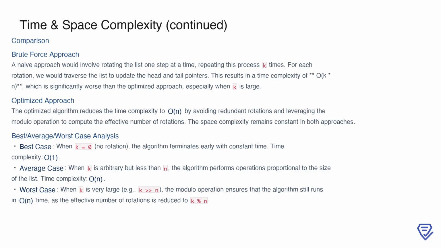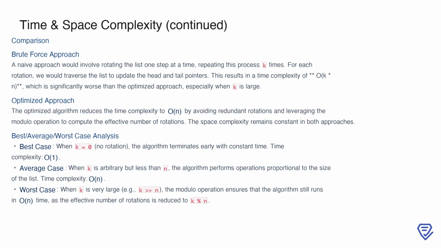Let's now compare this optimized approach to a brute force solution. In a naive method, we would rotate the list one step at a time, repeating this operation k times. For each rotation, we would traverse the entire list to update the head and tail pointers, resulting in a time complexity of O(k*n). This becomes highly inefficient when k is large. In contrast, the optimized algorithm reduces the time complexity to O(n) by avoiding redundant rotations and leveraging the modulo operation to calculate the effective number of rotations. Importantly, the space complexity remains constant, or O(1), in both approaches.